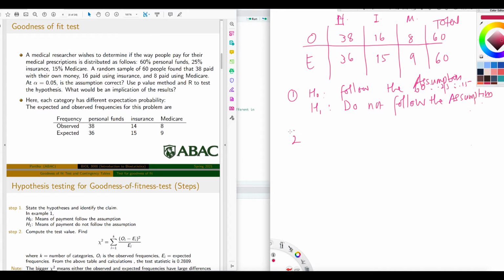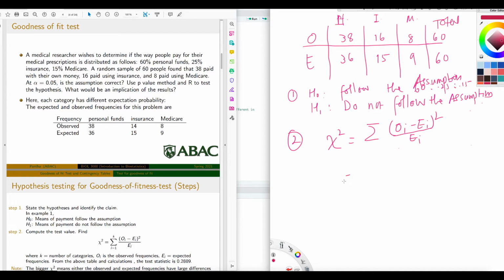Okay, so number 2, you need to find the test value. Since we are using the chi-square test, let's denote it by chi-square, which equals the summation of (Oi minus Ei) squared divided by Ei. The square is only for the numerator, and then you divide by Ei.